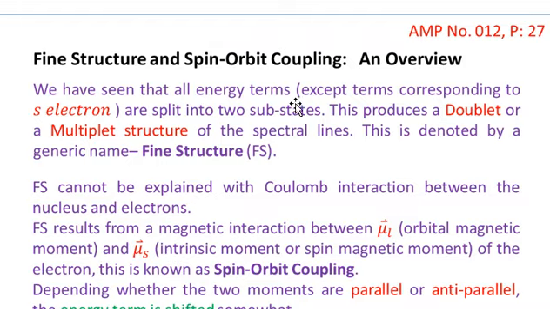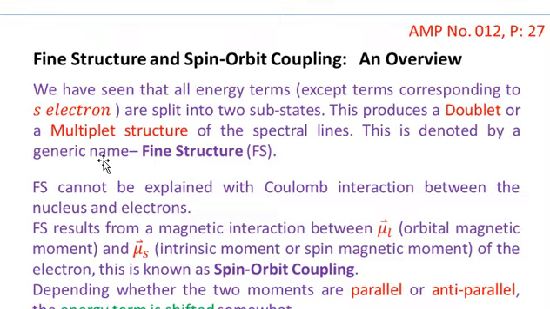We have seen that all energy terms except terms corresponding to the s electron are split into two substates. So what is special with the s electron? You know that for the s electron the orbital angular momentum is equal to 0. When the orbital angular momentum is equal to 0, then of course the orbital magnetic moment will also be equal to 0. So both quantities are 0 when we have the s electron, meaning the valence electron is an s electron. So except for the s electron, for all the other electrons, that is p electron, d electron, and f electron, the spectral lines will be split into two lines, which we call the two substates.